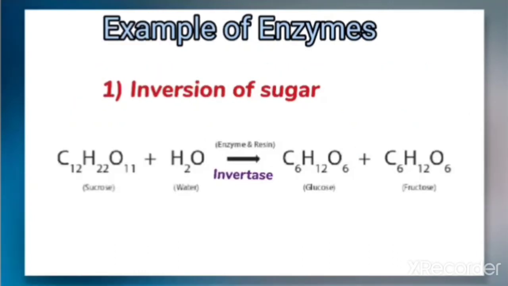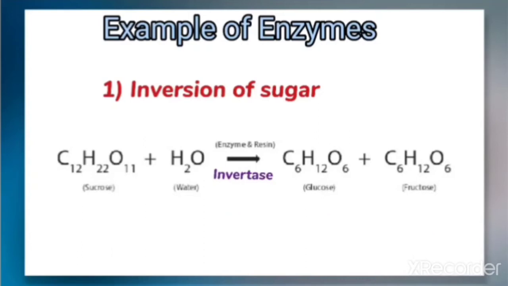Looking at examples of enzymes, which play a very important role in the different reactions that take place in the body, like inversion of sugar. Sucrose with water, when it undergoes hydrolysis, gives rise to glucose plus fructose. This process is called inversion of sugar. The invertase enzyme converts the cane sugar into glucose and fructose. So the enzyme invertase plays a very important role here because it catalyzes the hydrolysis of sugar into glucose plus fructose.